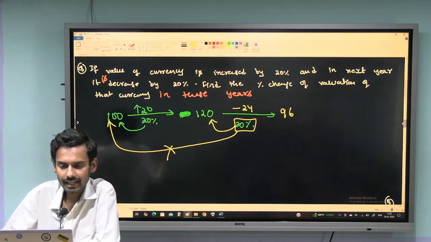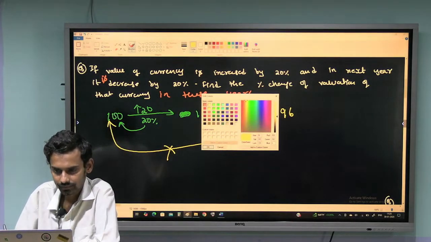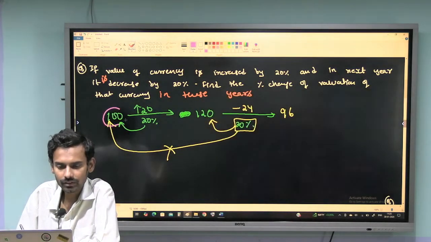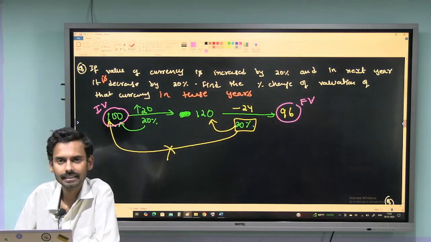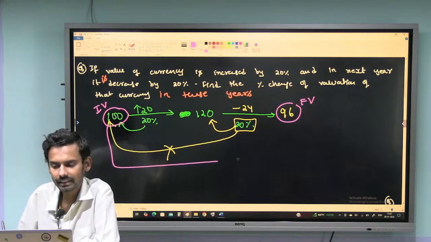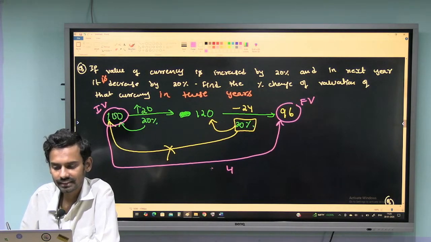Now the initial salary of a person was 100 and the final salary is 96. So the difference between initial salary and final salary will be 4. So this is the change in salary.